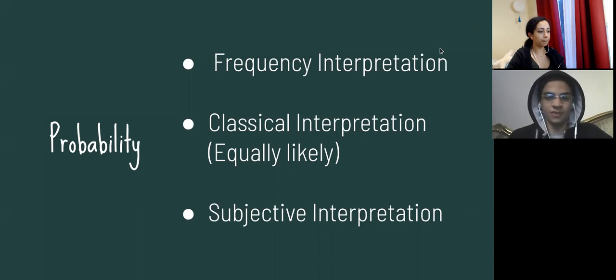The most famous interpretations are these three. First, the frequency interpretation, which you can think of as the intuitive interpretation. For example, if you're tossing a coin, it has a 50% chance of being heads and a 50% chance of being tails. What the frequency interpretation says is that when we repeat this process a lot, we expect to get equal numbers of heads and tails. So this is the frequency interpretation of probability.